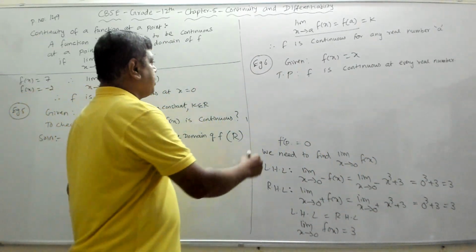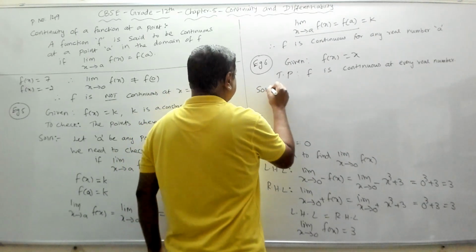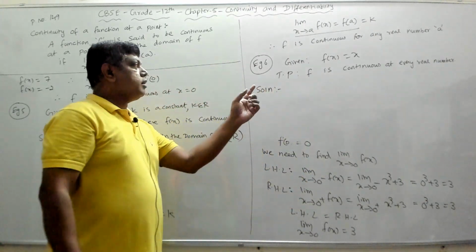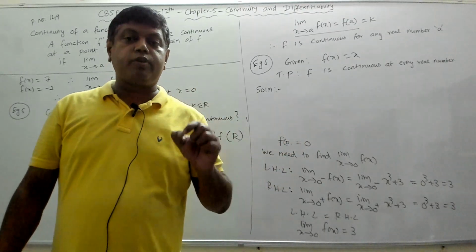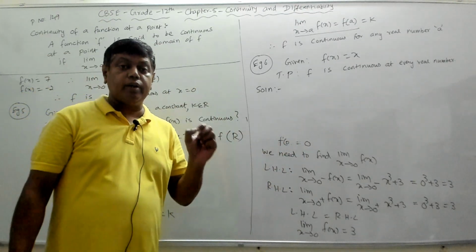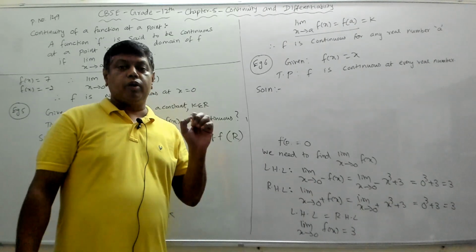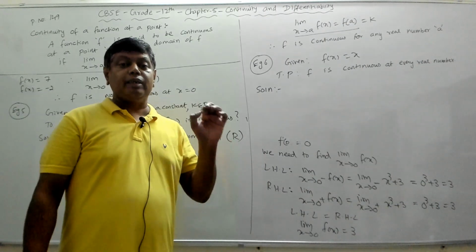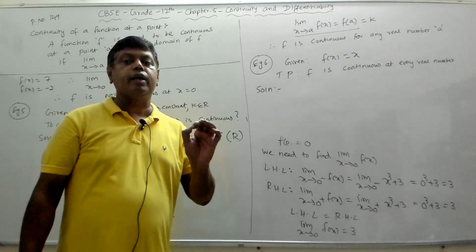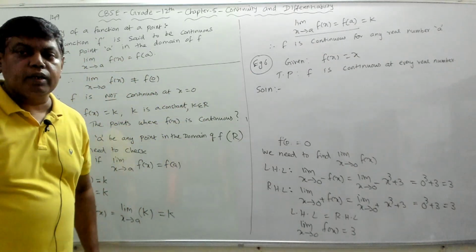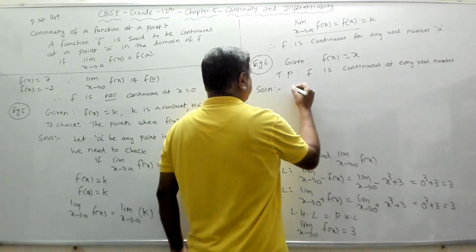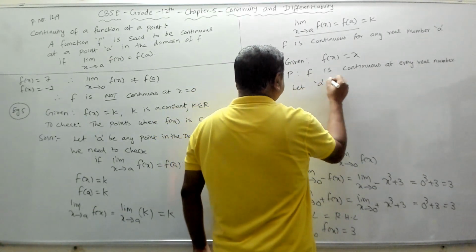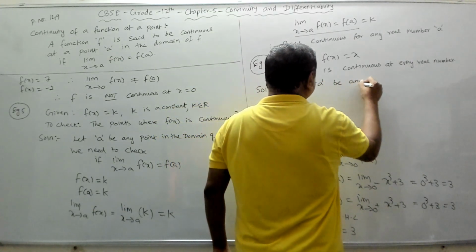So again, the solution is. Now here, the question is not to check or prove whether f is continuous at a particular point. We have to prove that f is continuous at each and every point, which means each and every real number. So the solution is, let a be any real number.